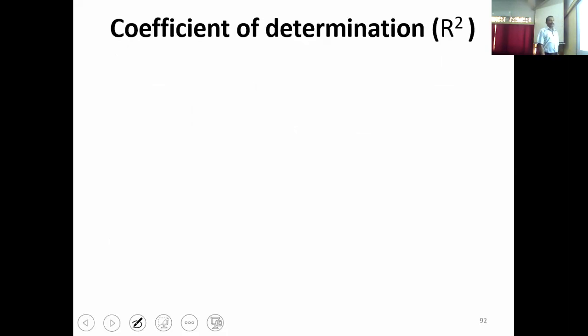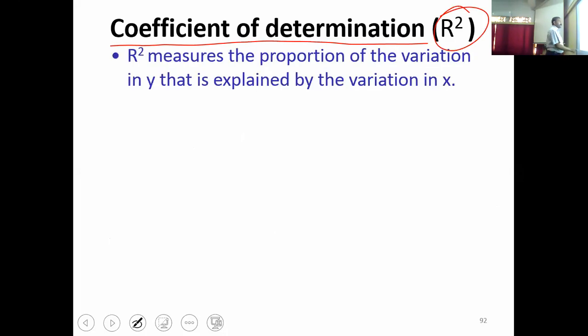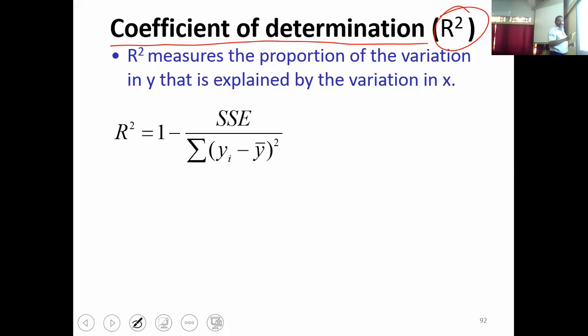Right. Now this is a new topic. This is called R square, the coefficient of determination. What is this coefficient of determination? It depends on, out of the total variation, how much variation is explained by x, right?